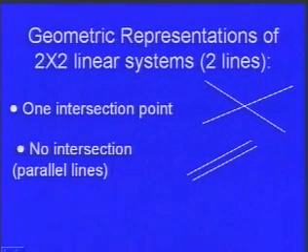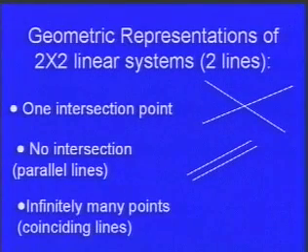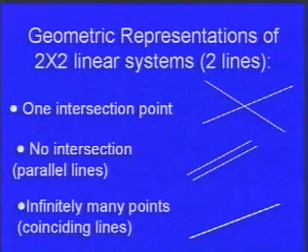Remember, parallel lines never touch each other. So there would be no intersection, no points in common, so there would be no solution to that system. The other thing that could happen with two lines is you could have infinitely many points. That would be if you had one line right over top of the other, coinciding lines. Those are the only three things that can happen. There's no way I can get two solutions because these are straight lines. If they cross at all, they're not going to cross more than once. So I either have one solution, no solution, or infinitely many solutions. Those are the only things that can happen with two lines.